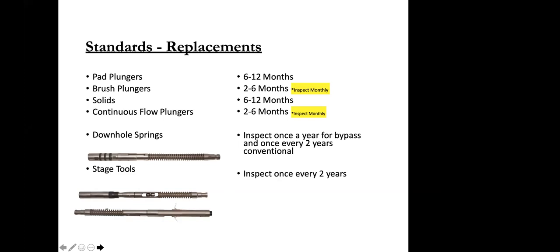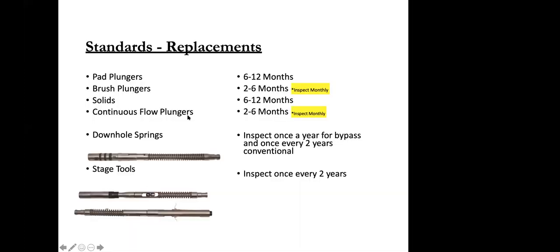If you have a bypass plunger, a downhole spring is going to take a lot of abuse. Stage tools, and for sake of time, I didn't get a chance to get into stage lift, but I'll mention it. That's when we're running multiple plungers in a tubing string to overcome a lack of horsepower or a lack of volume or a higher wellhead pressure than what we'd be able to run with a conventional plunger. It just allows us to cut down that distance from downhole to surface and reduce our time to get that plunger to surface. So if you are utilizing a stage lift system, we recommend to pull that stage tool about every 2 years and service it and inspect it.